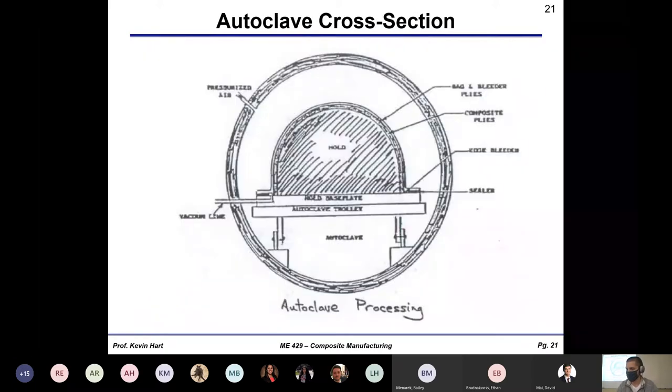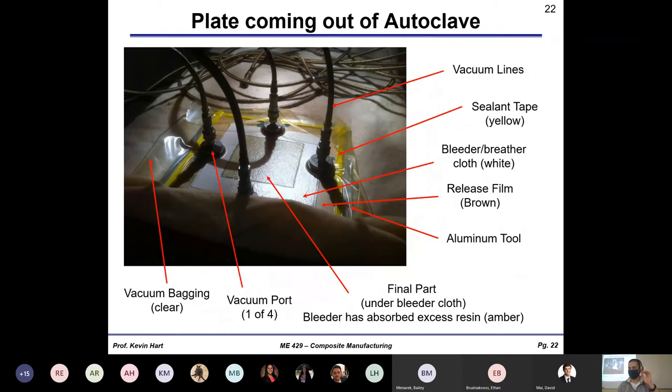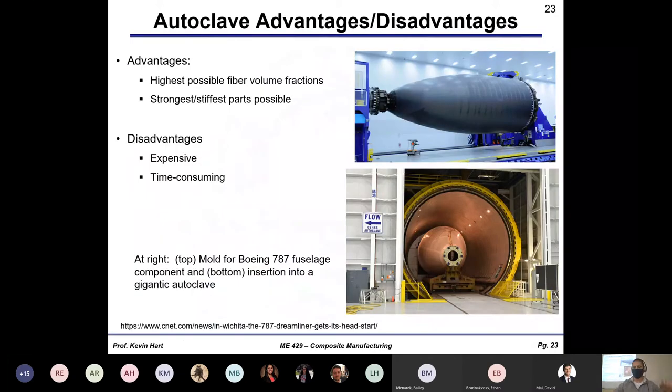So here's a cross-section of the composite. We see a vacuum line here that might provide negative pressure inside of your vacuum bag structure. And also we have pressurized air that might come into this autoclave to provide that positive pressure that you need, all while the autoclave has the ability to heat up to really high temperatures. So pretty impressive piece of equipment. And here was a plate that looks very similar to that plate that I just passed around coming out of the autoclave. All right, this is about where we left off last time.